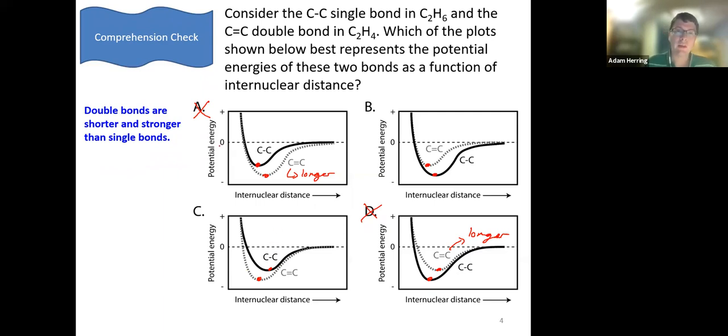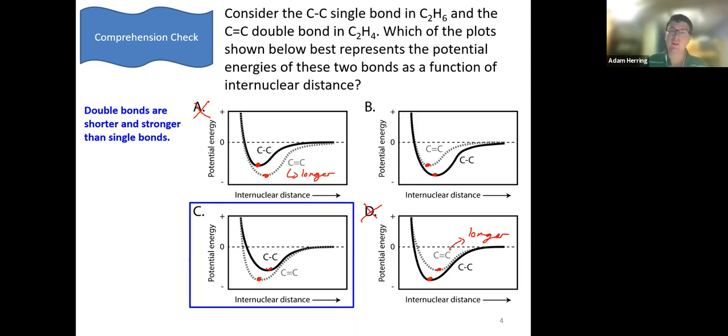Well, we know that the depth of the well is indicative of the bond strength, as we saw. That's our bond dissociation energy. So because carbon-carbon double bonds are stronger than the single bonds, they should be at a lower potential energy. So in C, we're depicting the carbon-carbon double bond that is shorter and stronger than the carbon-carbon single bond.